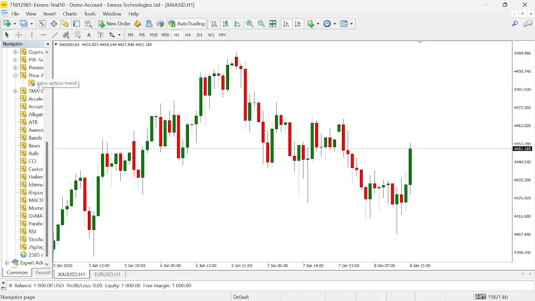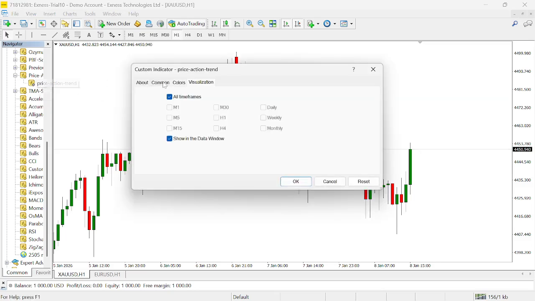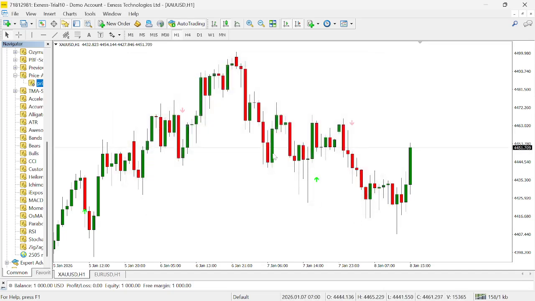At this point, I'm going to load the indicator on the chart so you can see how it looks in real time. Remember to allow DLL imports. Alright, so now we have it installed, as you can see, and it looks pretty easy to interpret.